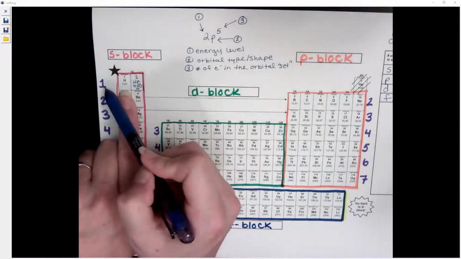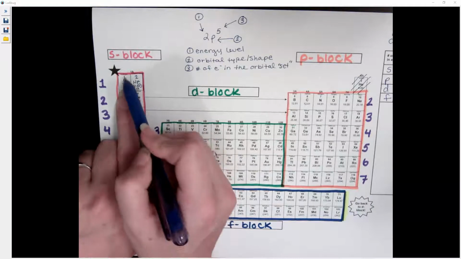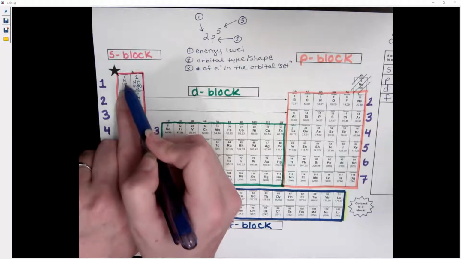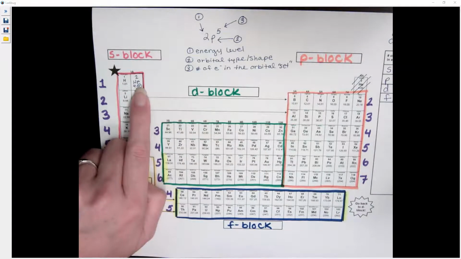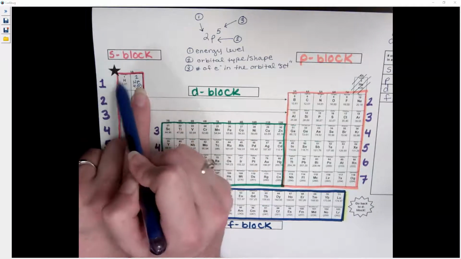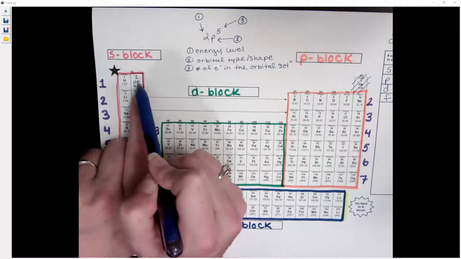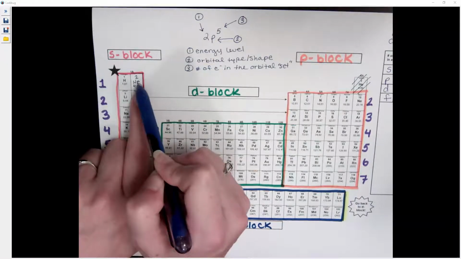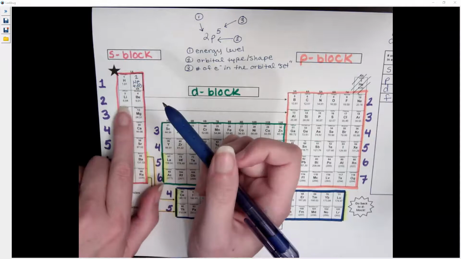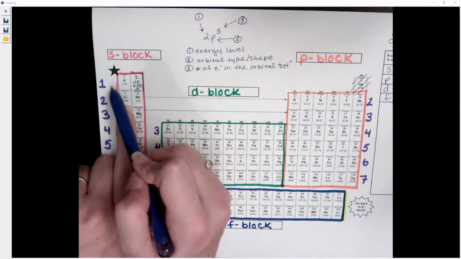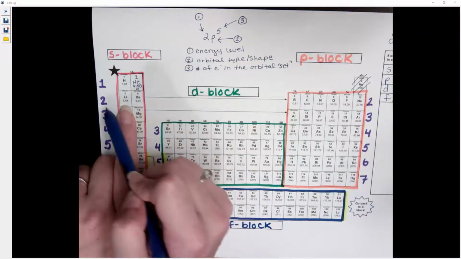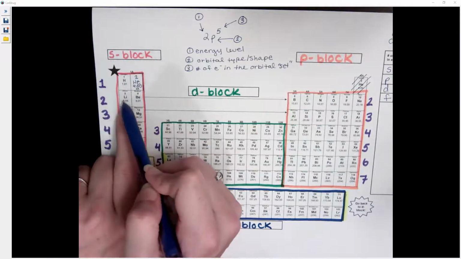1s1. I only had to go through one box to get there. Helium. 1s2. I had to go through 2 boxes to get there. Lithium. 1s2, 2s1.